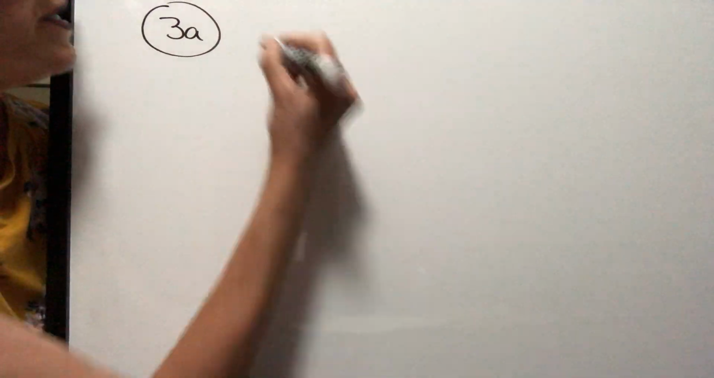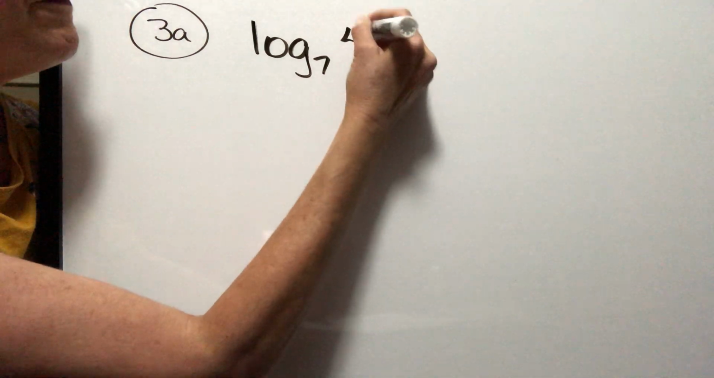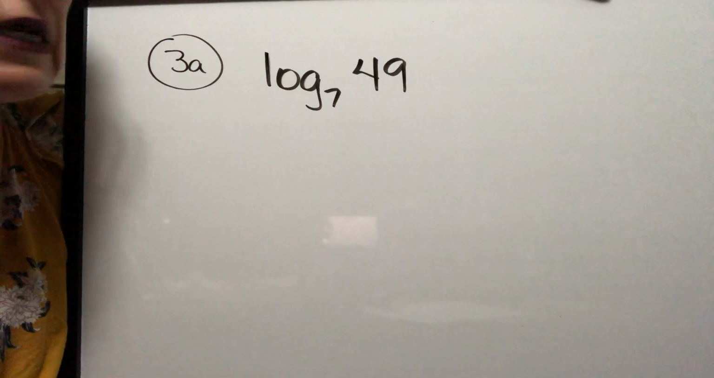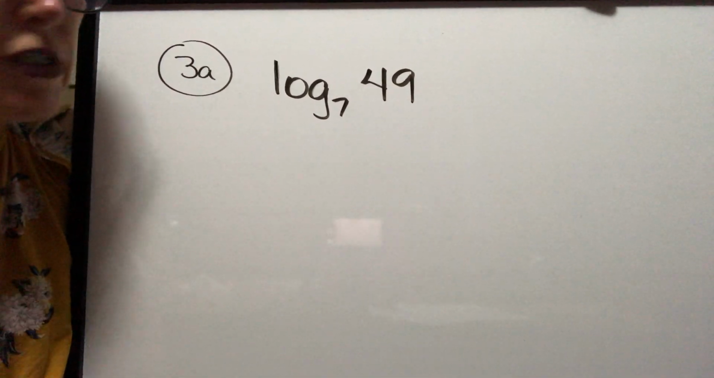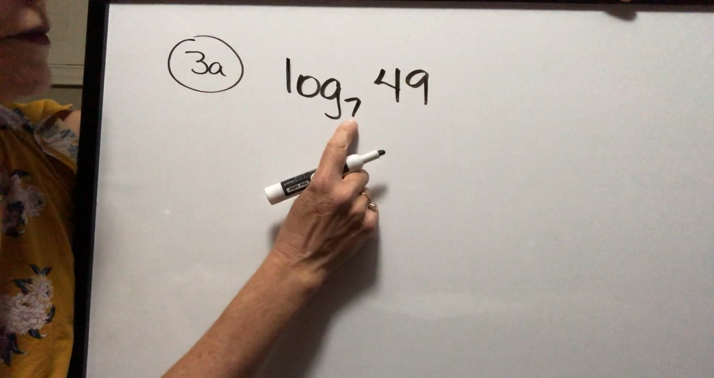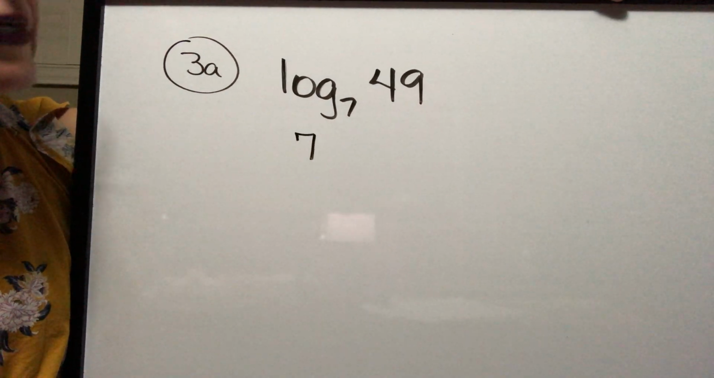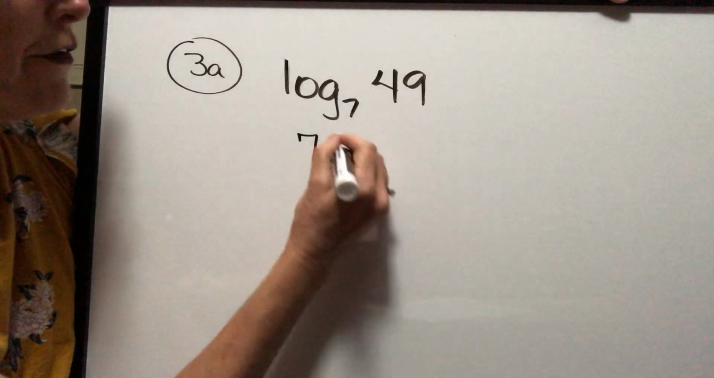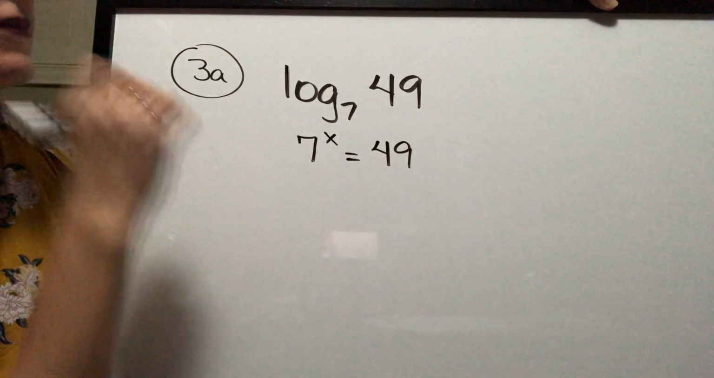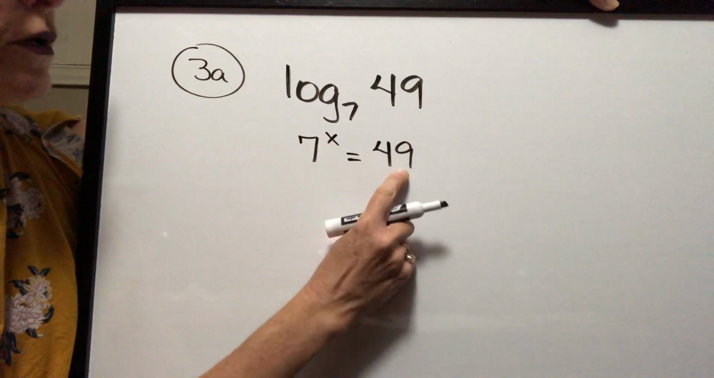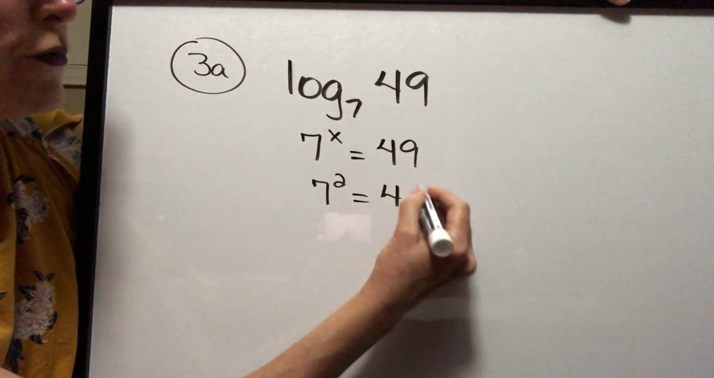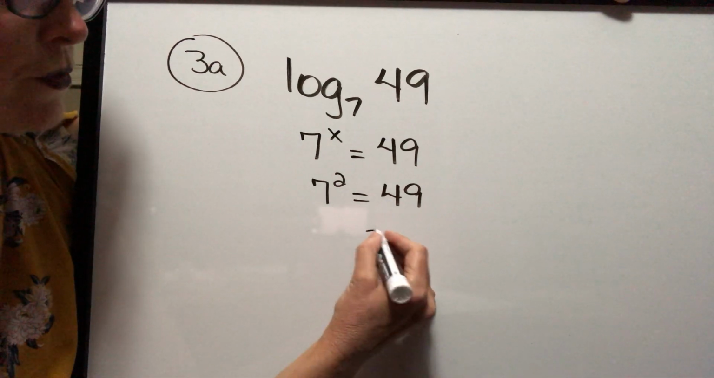Okay, so for the first one, it says log base 7 of 49. So it's asking us to figure out what the answer to that is without a calculator. So here's how it will work. We're going to change this equation to exponential form and then figure out what the answer would be. So the base of this log is 7. We're going to raise it to a power. So I'm just going to pick a variable, say an x, and the answer must be 49. So you want to think 7 to what power would give me the answer 49? So if you think about it, 7 squared is 49. So the answer would just be 2.